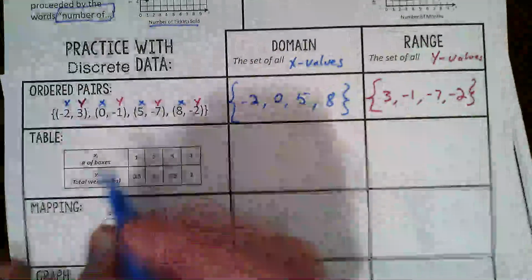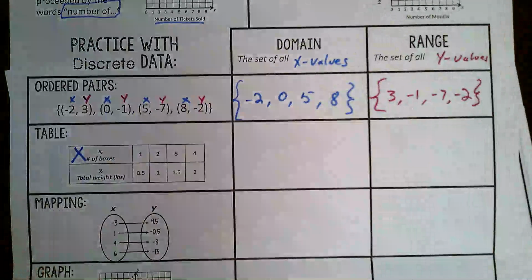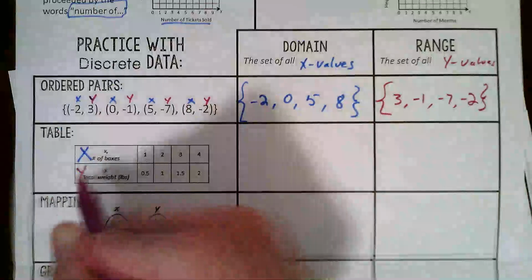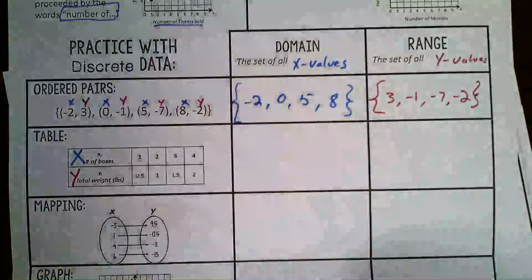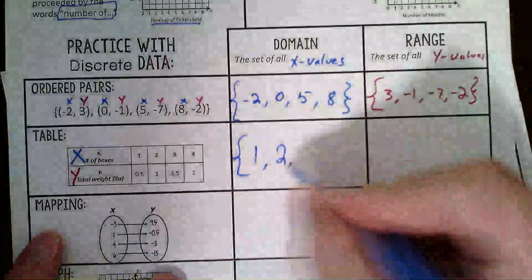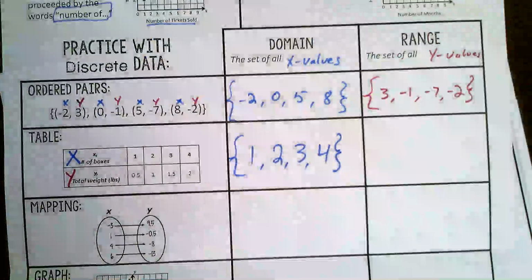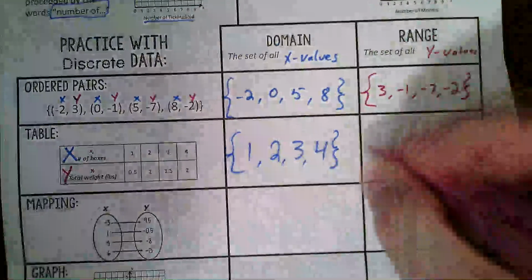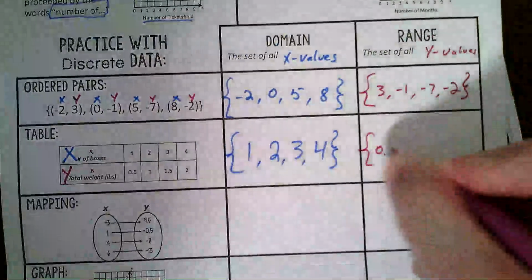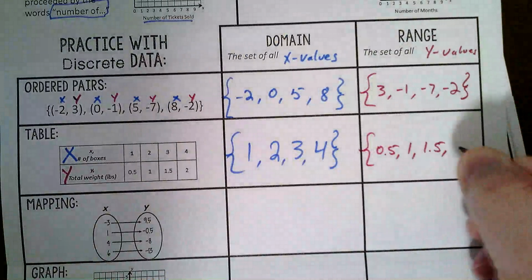In a table, identify which part is our x part of the table. This is x, the number of boxes. This is y, the total weight. So our x values are 1, 2, 3, and 4. And our y values are going to be 0.5, 1, 1.5, and 2.